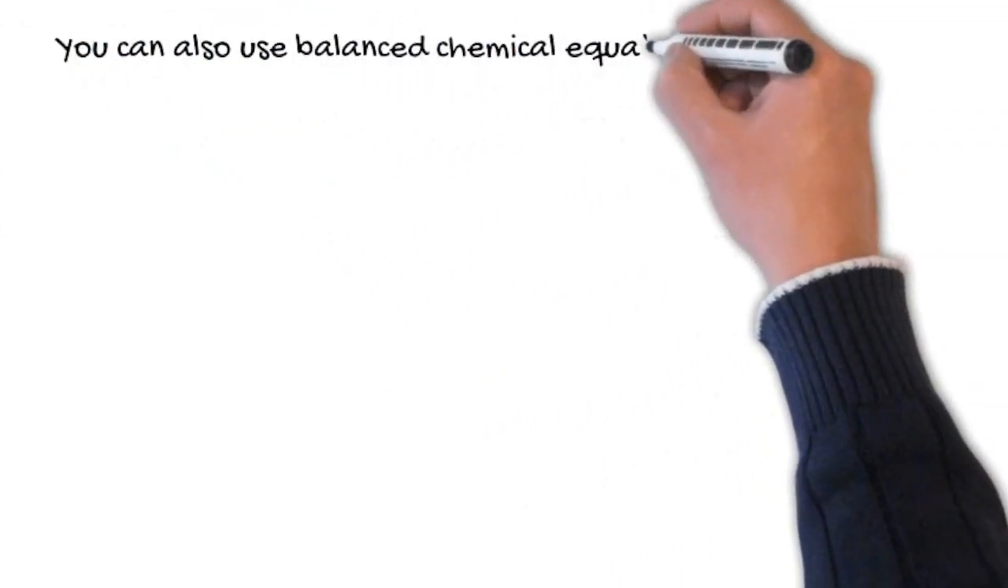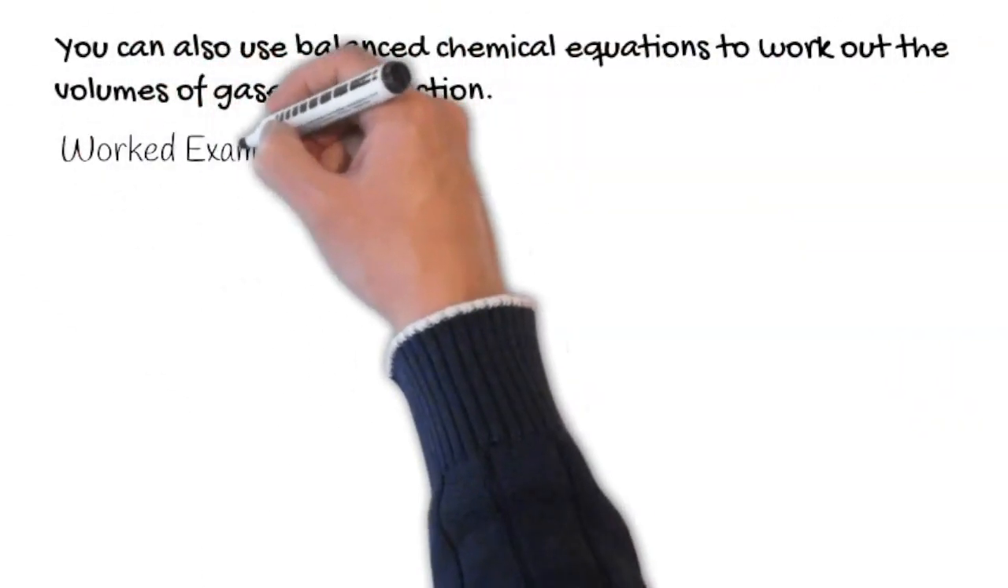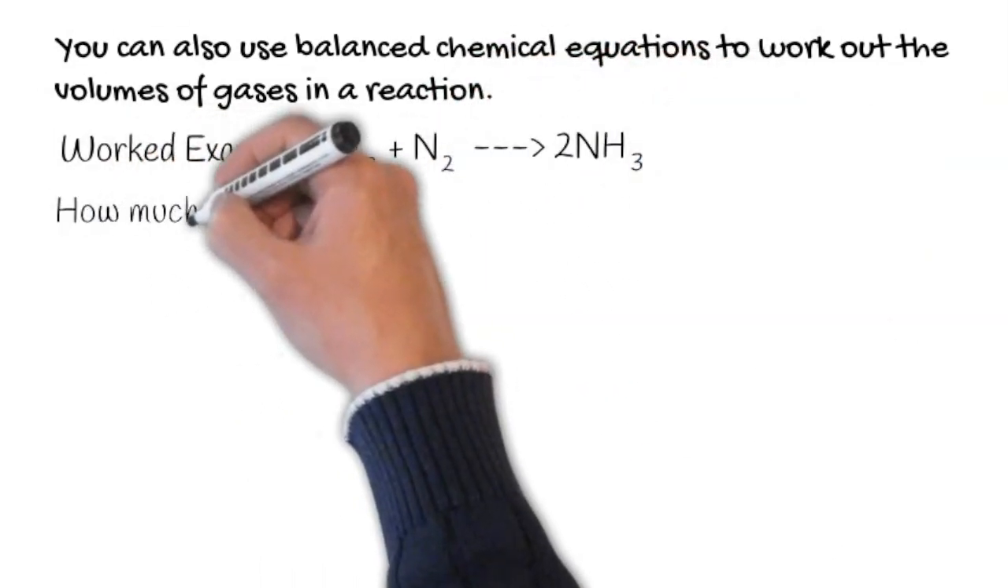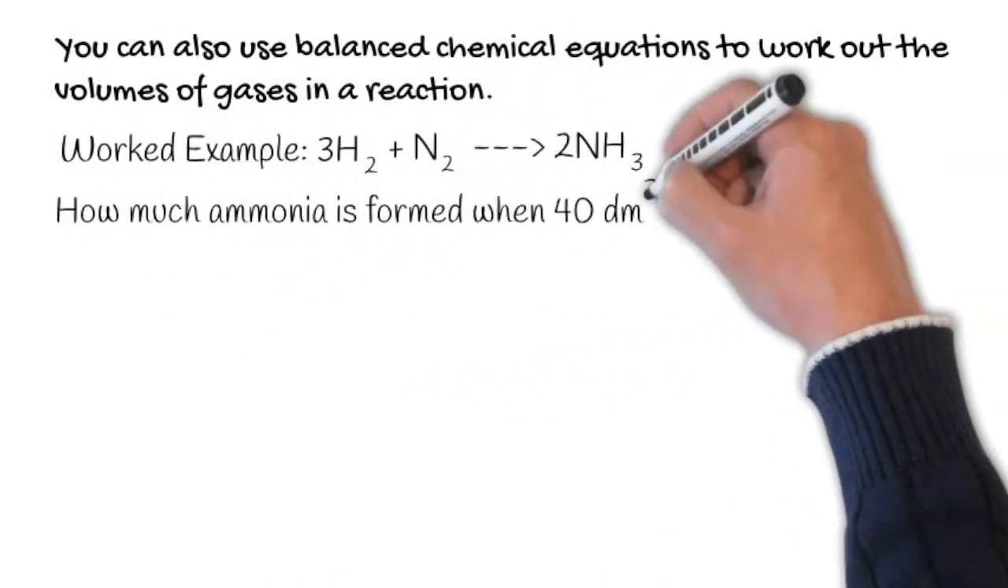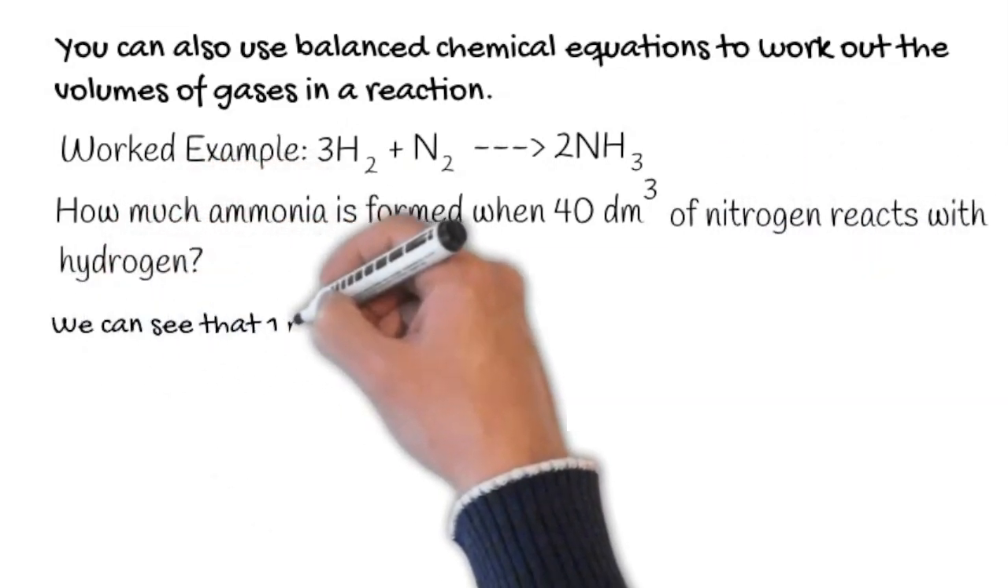You can also use a balanced chemical equation to work out the volume of gas in a reaction. Let's go through a worked example. So here we have 3 hydrogen reacting with nitrogen to form ammonia. How much ammonia is formed when 40 decimeters cubed of nitrogen reacts with hydrogen?